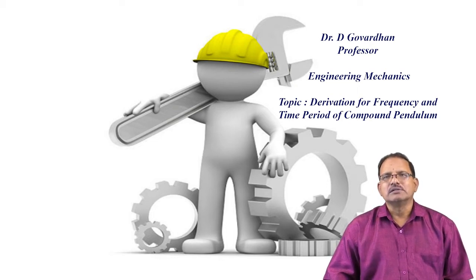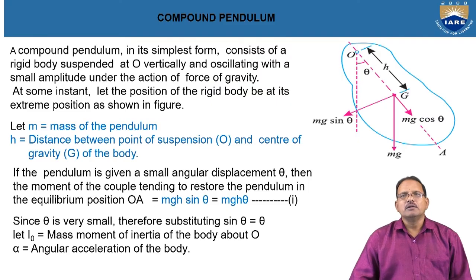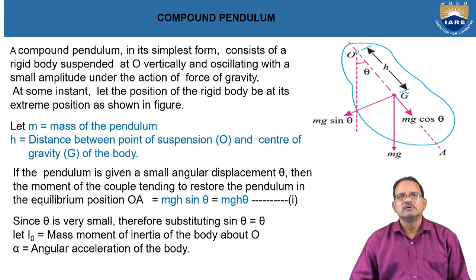Today the topic is derivation for frequency and time period of compound pendulum. A compound pendulum is the simplest form, consists of a rigid body suspended at O vertically and oscillating with a simple amplitude under the action of force of gravity. At some instant, let the position of the rigid body be its extreme position as shown in the figure.